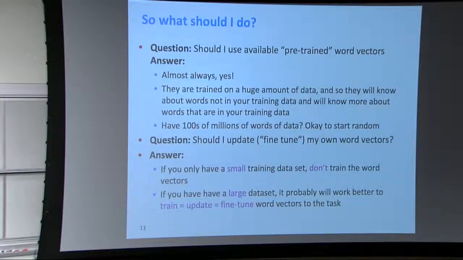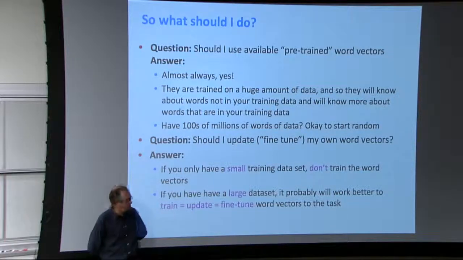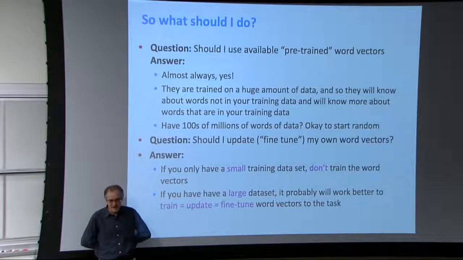So therefore, we can gain by using pre-trained word vectors, because they know about all the words that aren't in our supervised classifier's training data. And they also know much more about the words that actually are in the training data, but only rarely. The exception to that is if you have hundreds of millions of words of data, then you can start off with random word vectors and go from there.